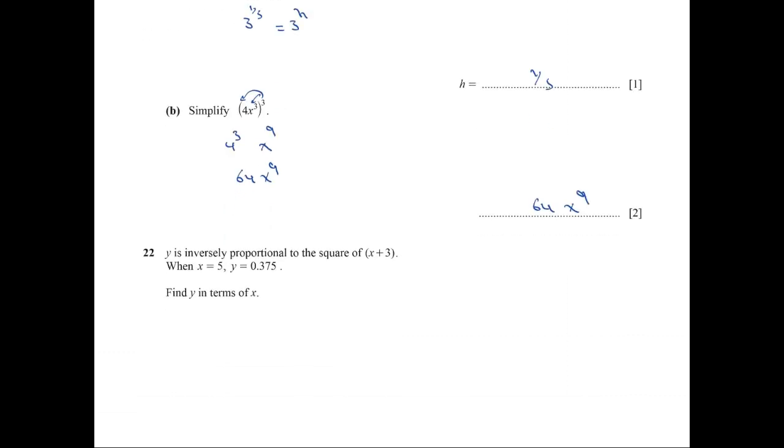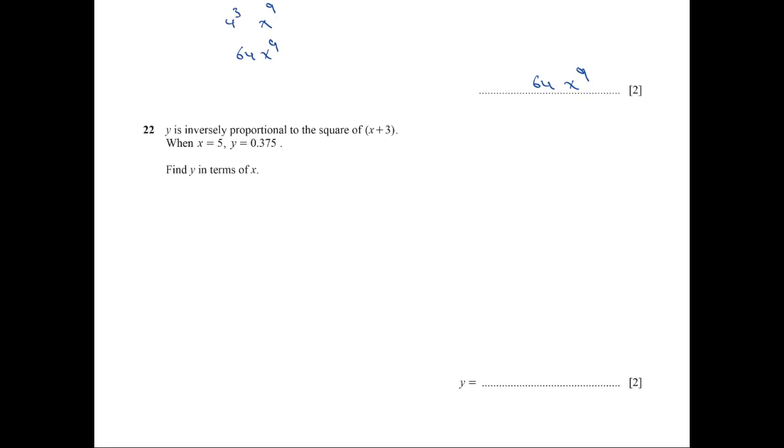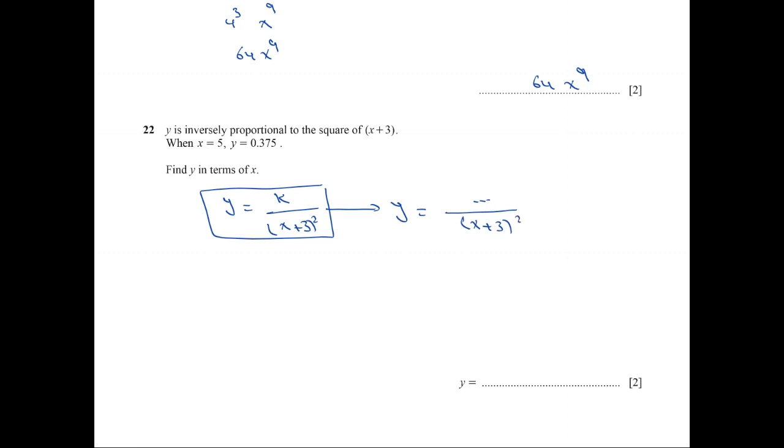Question 22. Y is inversely proportional to the square of x plus 3. Inversely proportional means k over the square of x plus 3, which means x plus 3 to the power 2. Now we have to find the value of k. Y equals k over x plus 3, all to the power 2. To find the value of k, we have to substitute x and y as shown in the problem. X is equal to 5 when y equals 0.375.